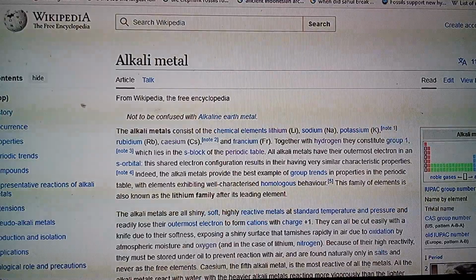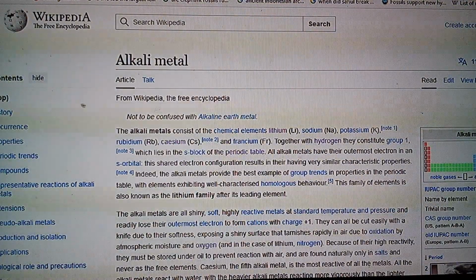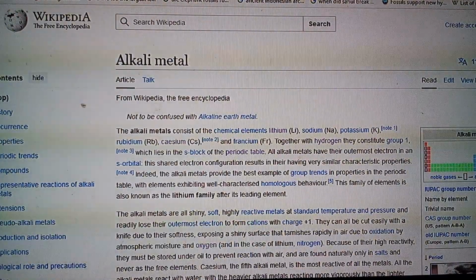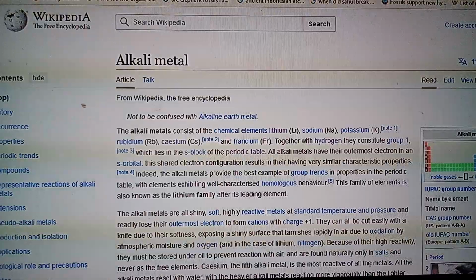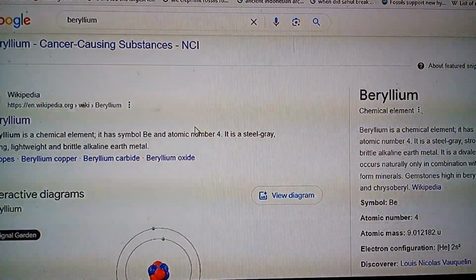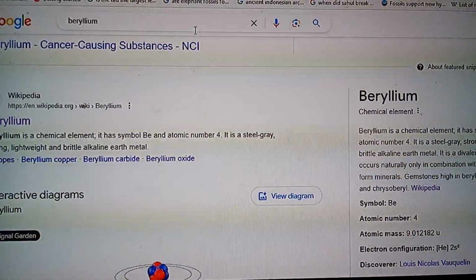But if I want a crystal, I'm going to have to mix an alkaline with a gas. And depending on the gas constituents and the alkaline constituents, I'm going to get a crystal structure. Because the next thing, now you have beryllium, which is a metal, which is number 4.